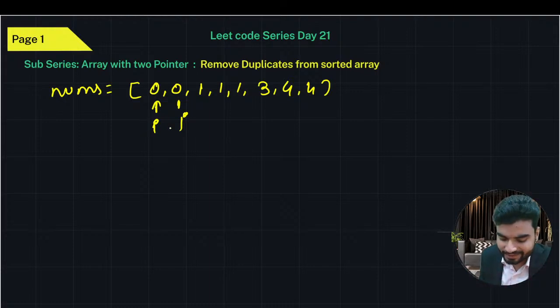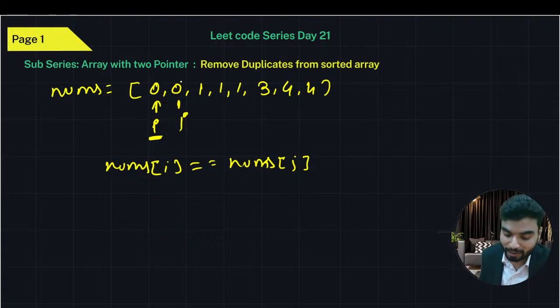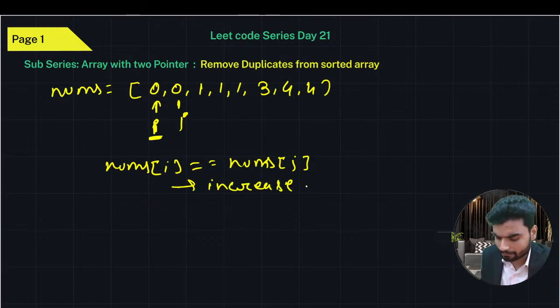What we'll do is check the values. We check nums[I]. If this is equal to nums[J], then the I pointer should stay in the same place and the J pointer should increase. Which means that in future we'll replace this upcoming value. So I will hold the unique values, and J will keep iterating over the whole array. If they are equal, we increase J.